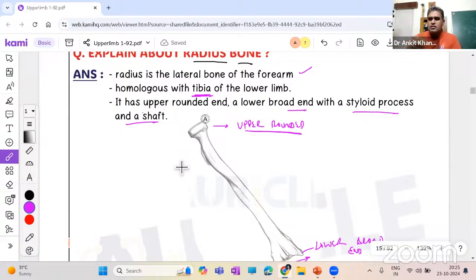Suppose this is the radius over here, right side. So during supination, pronation, the radius will rotate like this. The point is, can we feel the rotation? We can see the movement, but can we feel the rotation of any bony part? The answer is yes. Where?